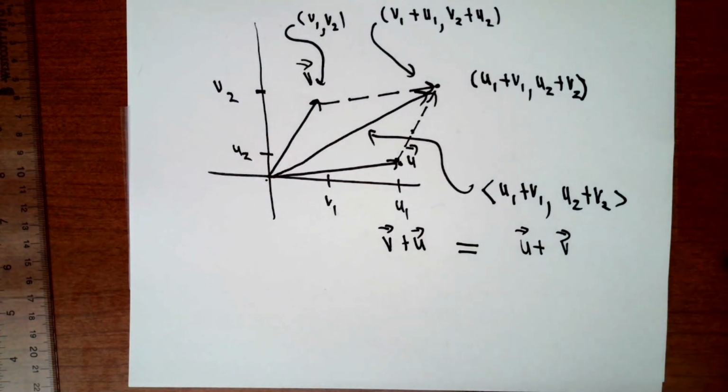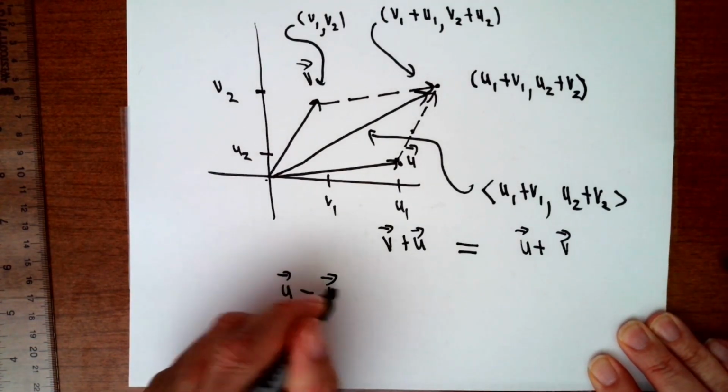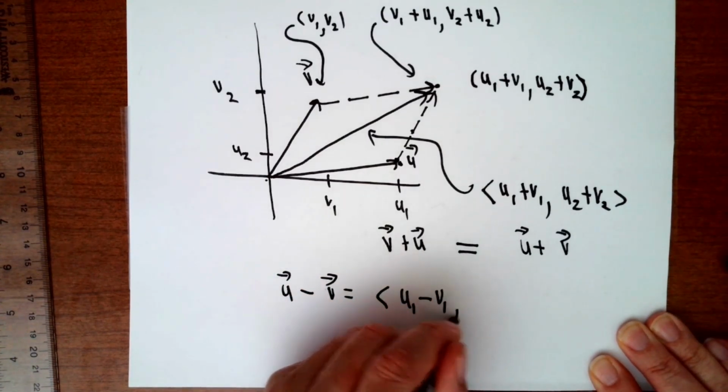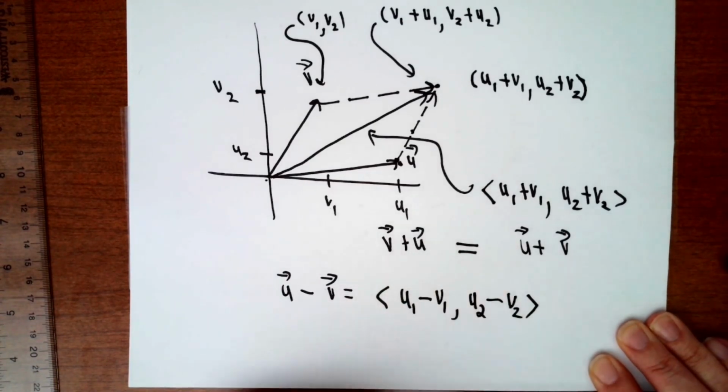So I know how to do a number times a vector. I know how to do the sum of two vectors. In an analogous way, I'll define u minus v to be u1 minus v1, u2 minus v2.